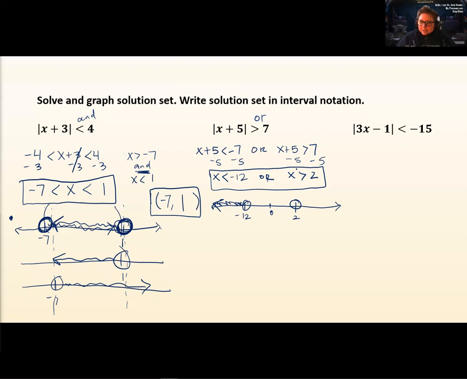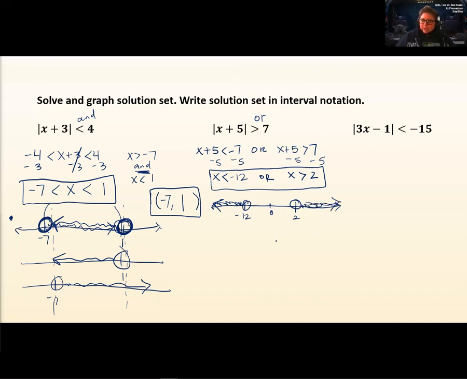So now we have x is greater than 2. Starting at 2, which way do we go, left or right, if we want numbers that are greater than 2? Go right. Yeah.